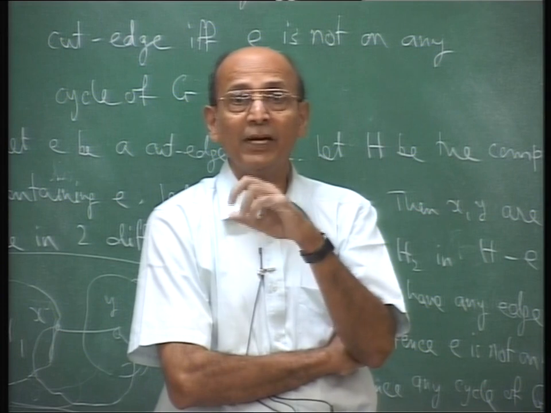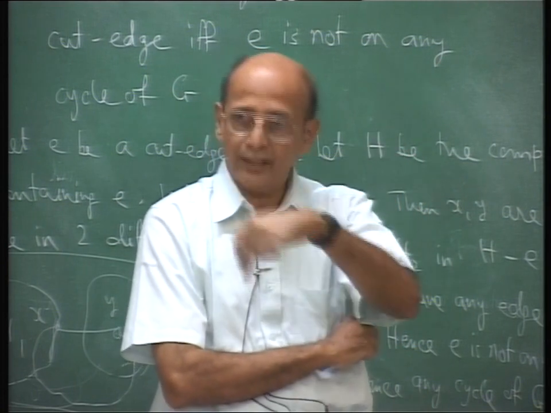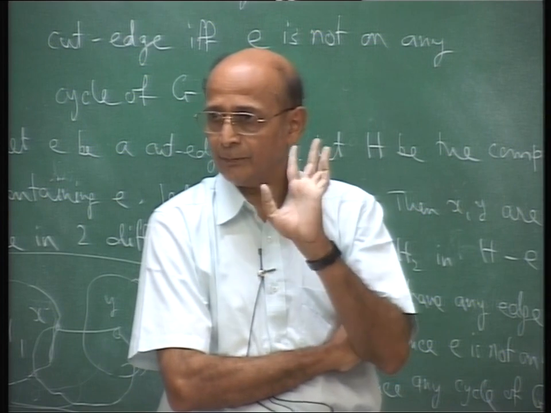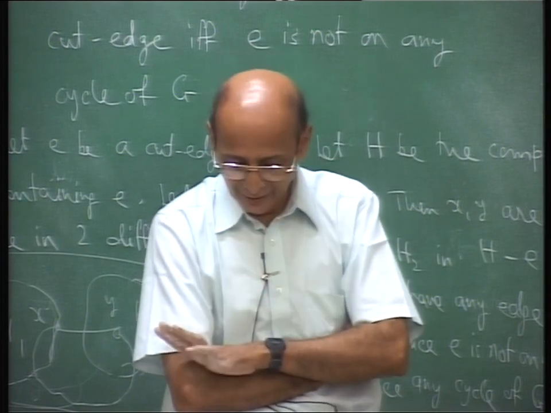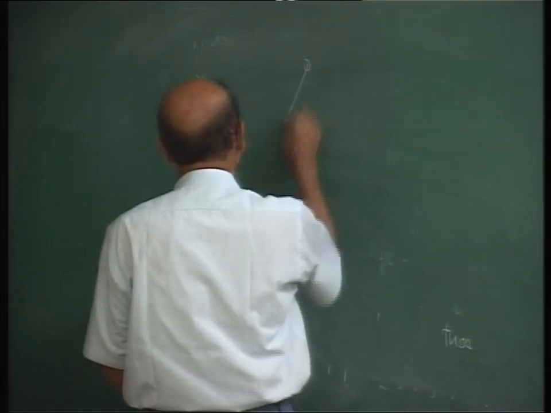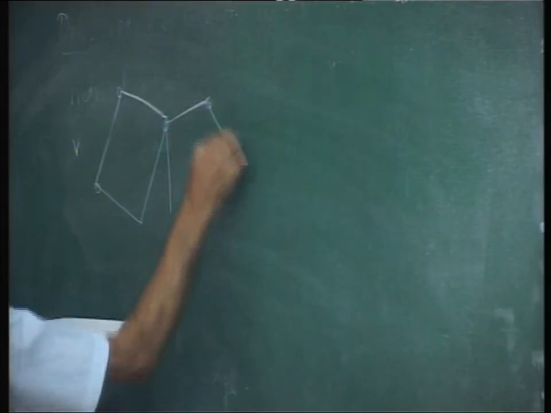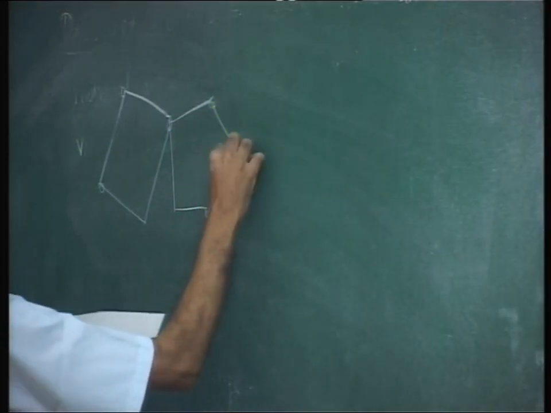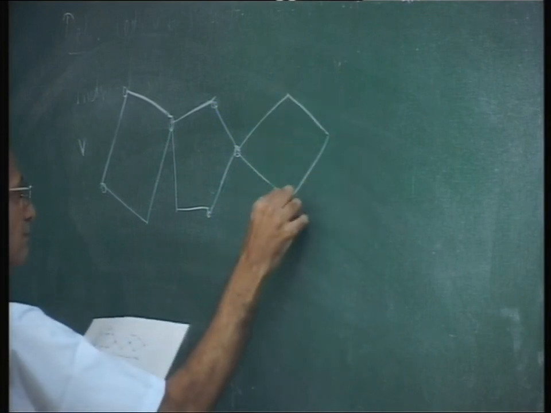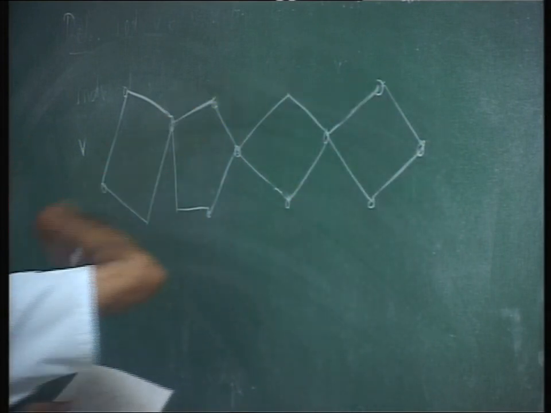Therefore, I could then proceed by induction. If this itself is a cycle, then that's exactly what I'm looking for. If it is not a cycle, then inside it I can find another one, and so on. Okay? So that's the idea. Let's, in fact, for a simple graph also, that's a closed walk.